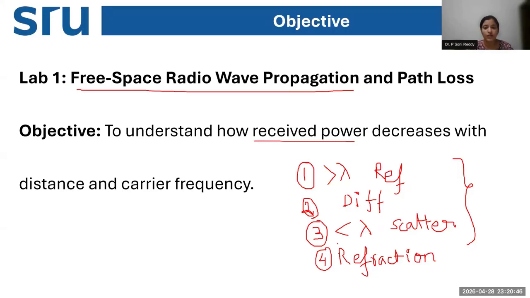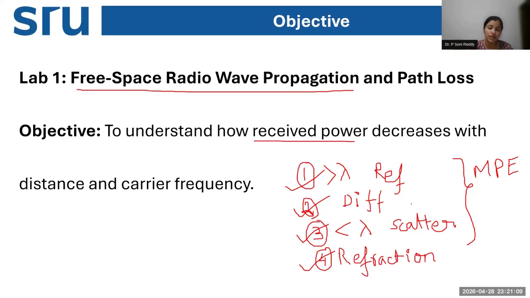So all these factors are very important for studying their effect on radio wave propagation. In our previous lecture, we have already discussed that all these factors cause something called the multi-path effect. I'm just writing MPE here. So what is the multi-path effect?